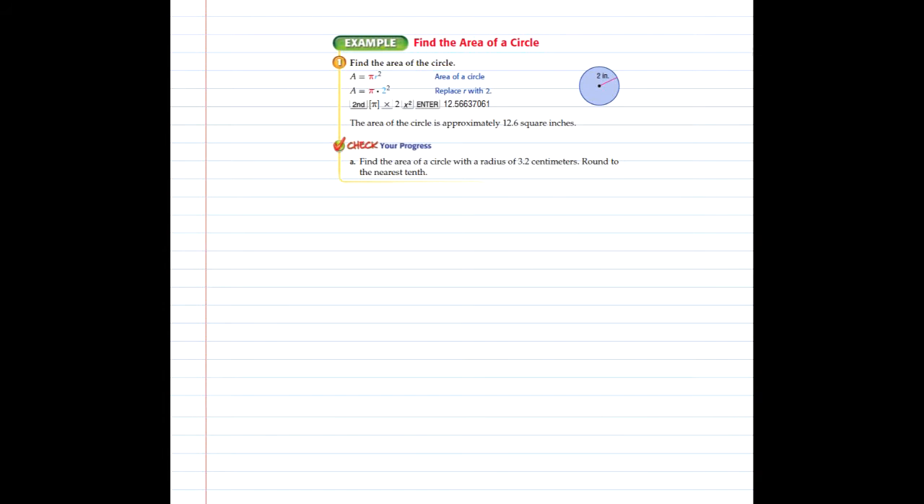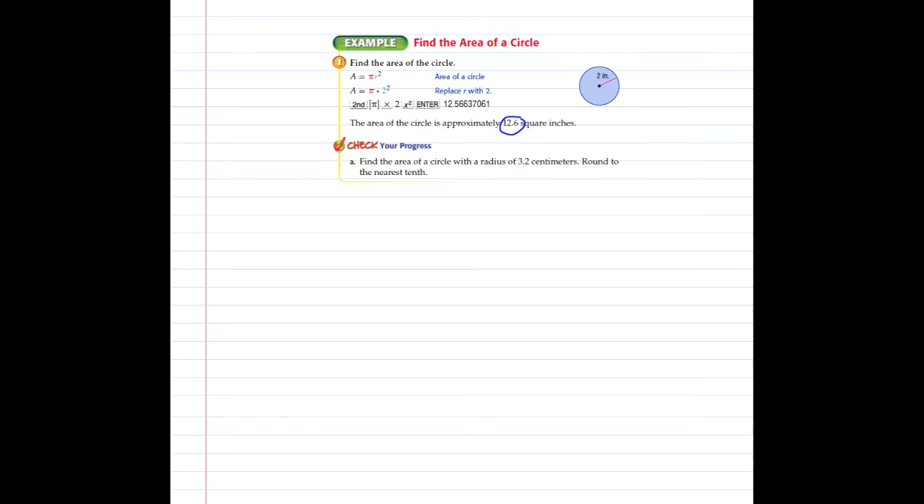Find the area of a circle. The formula: area equals pi r squared. In this case, I have the radius of 2. So I do pi times 2 squared, and I get 12.56637061, which I round to the nearest tenth, 12.6.